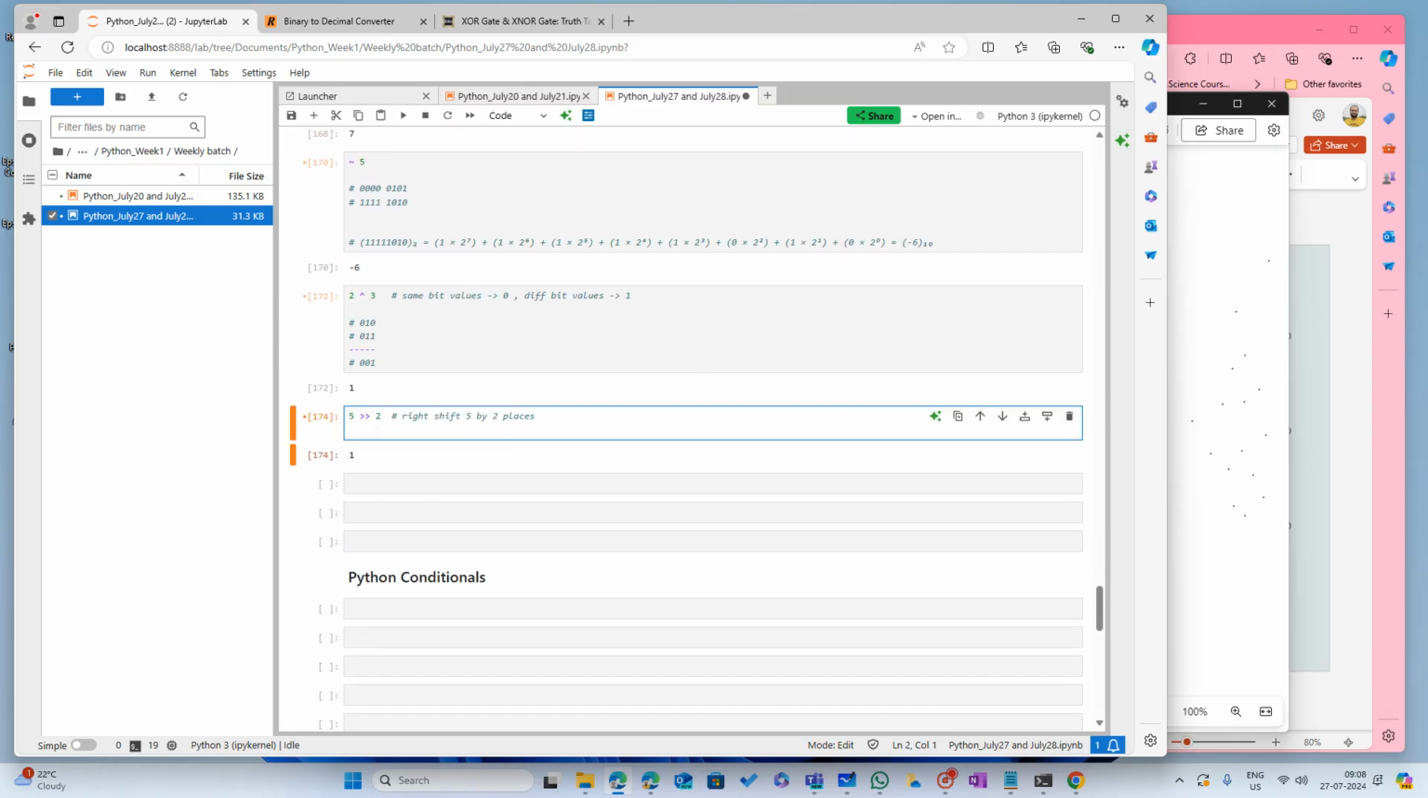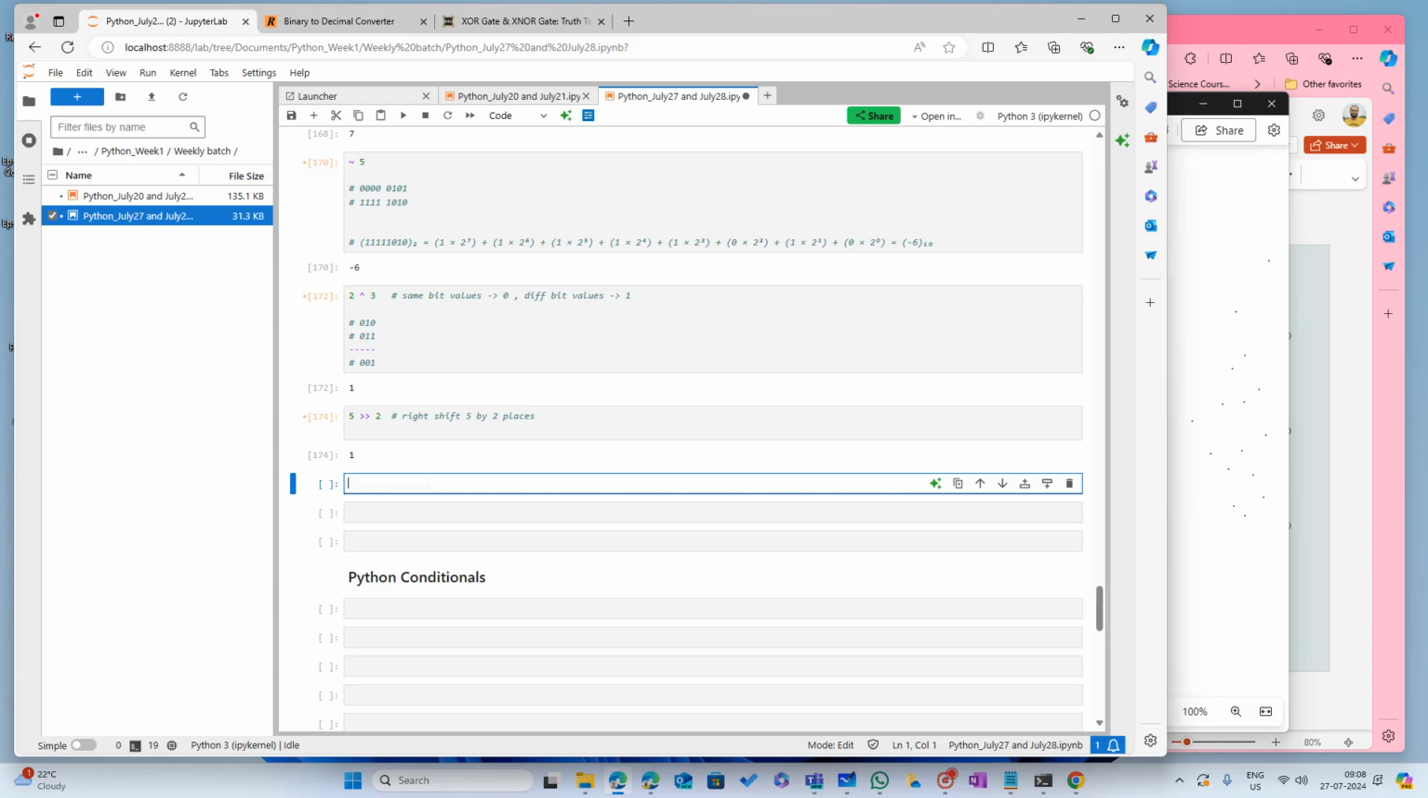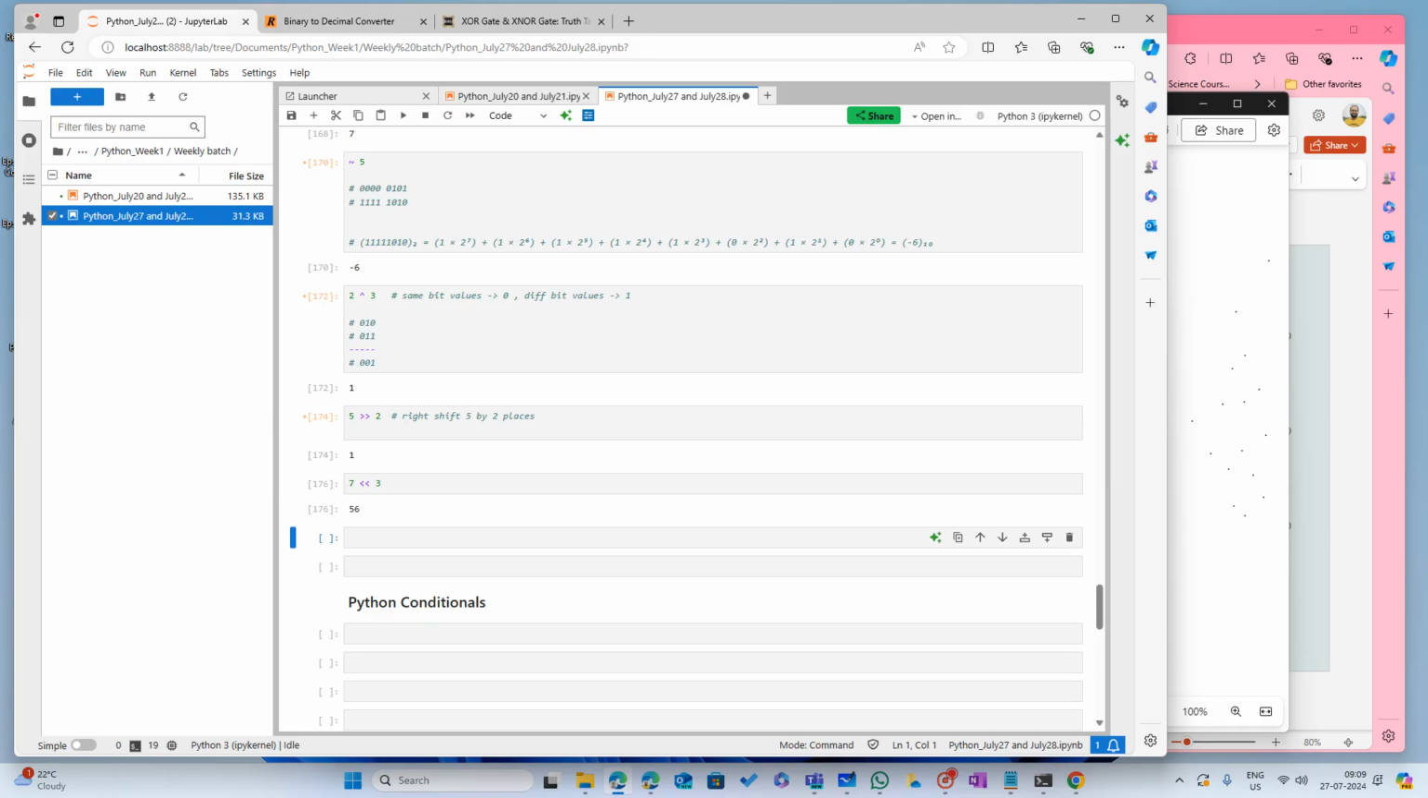Likewise you can see another example. This time I'll do a left shift. Let's say I have 7, left shifting by 3 places, just for the sake of explanation. So you're getting 56.